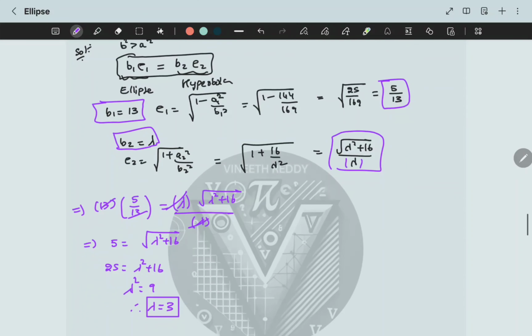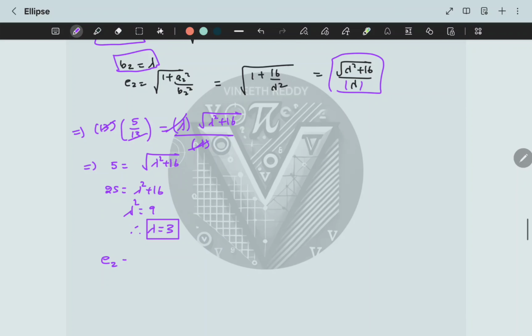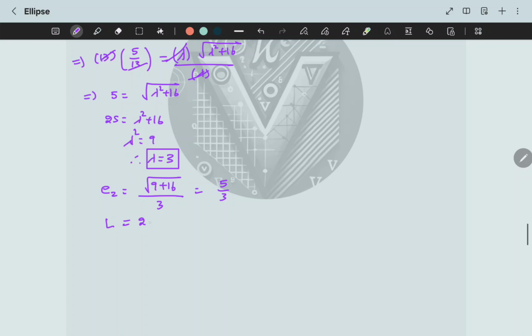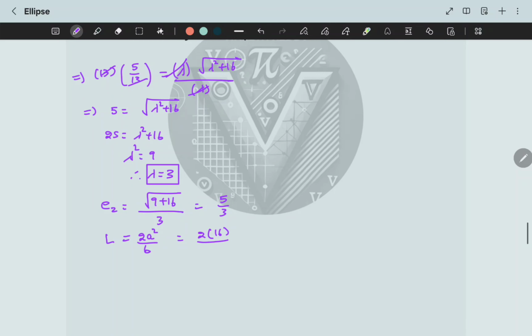Now we need to find the eccentricity of the hyperbola, that is e2. That is under root of lambda square, which is 9, plus 16, divided by 3. If lambda is negative, we would get negative eccentricity, which is not possible. So we get e2 as 5 by 3. The length of the latus rectum will be 2a square by b, so 2 into 16 divided by lambda, which is 3. So we get 32 by 3.